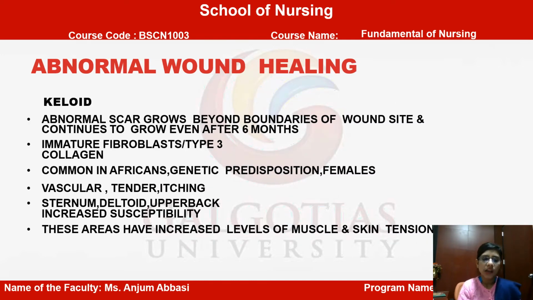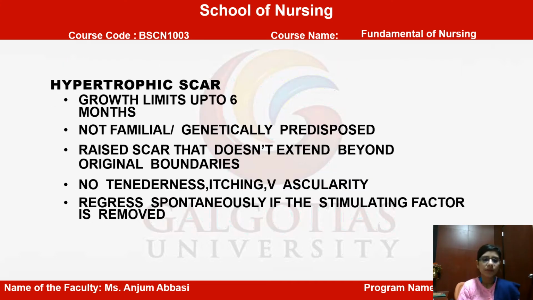Next is keloid. It is an abnormal scar that grows beyond the boundaries of the wound site and continues to grow even after 6 months. Immature fibroblasts and type 3 collagen can do this, and it is common in Africans, with genetic predisposition, and in females. These are the factors. It is vascular, tender and itchy, and the sternum, deltoid and upper back are more susceptible. These areas have increased muscle and skin tension.